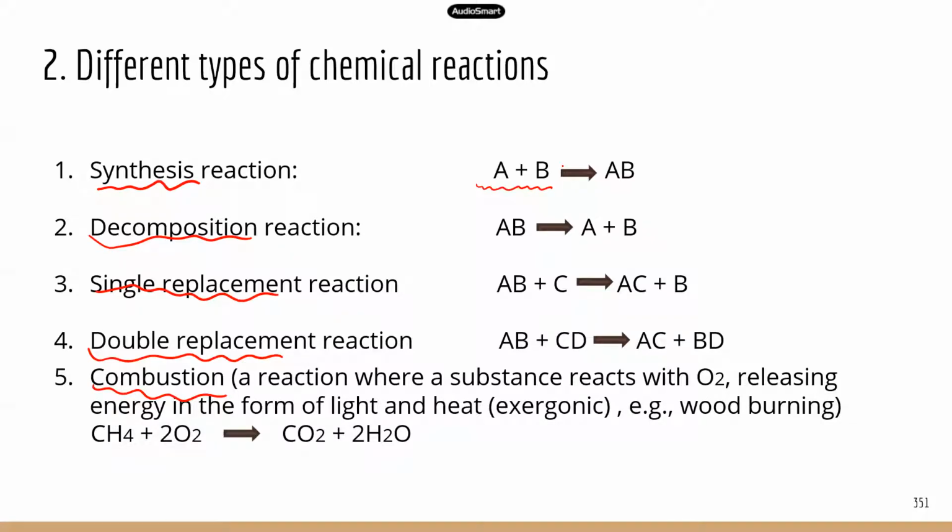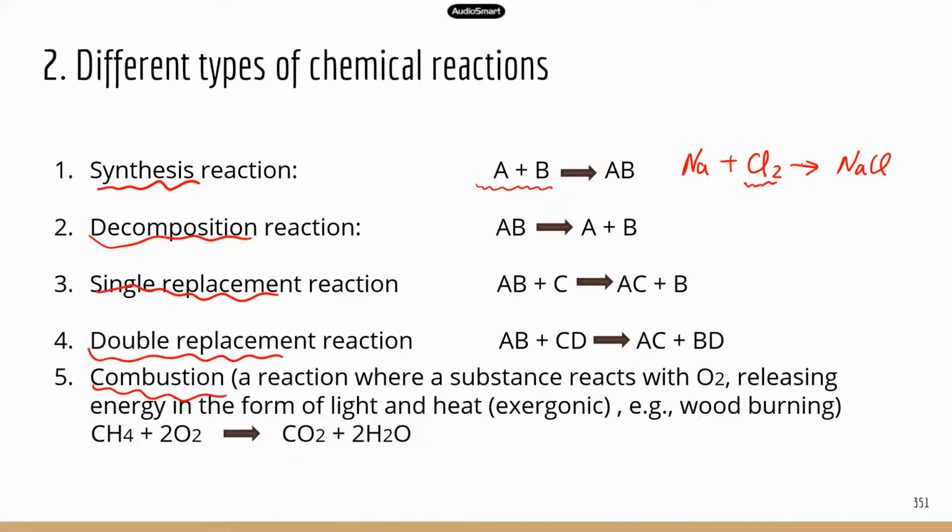So you are combining 2 things and make them into a new substance. For instance, sodium reacts with chlorine, and that will generate sodium chloride. But you probably noticed that this chemical reaction is not balanced, right?